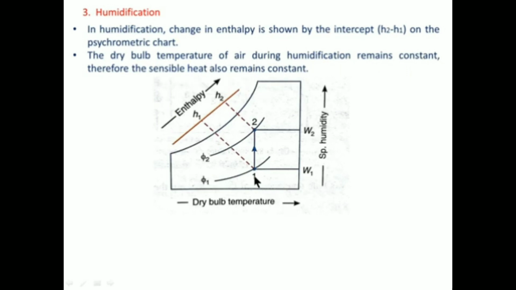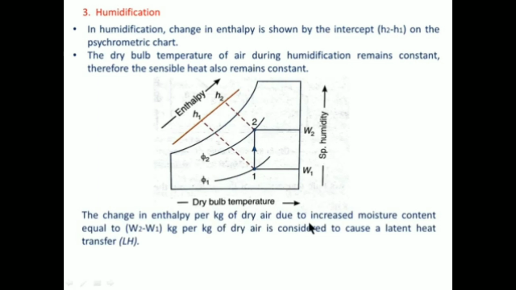So we can see the 1 to 2 process of humidification where specific humidity is changing from W1 to W2, relative humidity is increasing from Phi1 to Phi2, enthalpy is also increasing from H1 to H2, but DBT is constant at this point. So the change in enthalpy per kg of dry air during increased moisture content equal to W2 minus W1 per kg of dry air is considered to cause a latent heat transfer. So now humidification is a process where latent heat is added to the air.